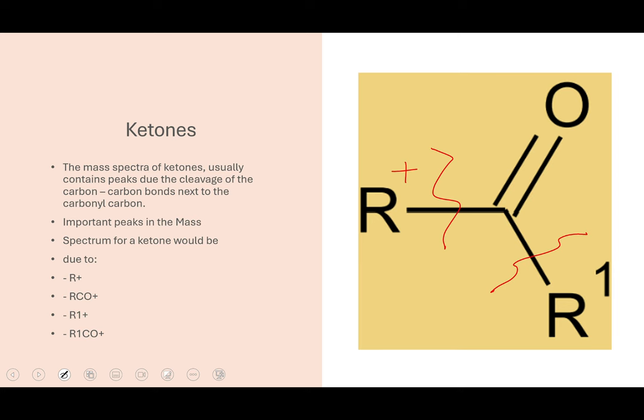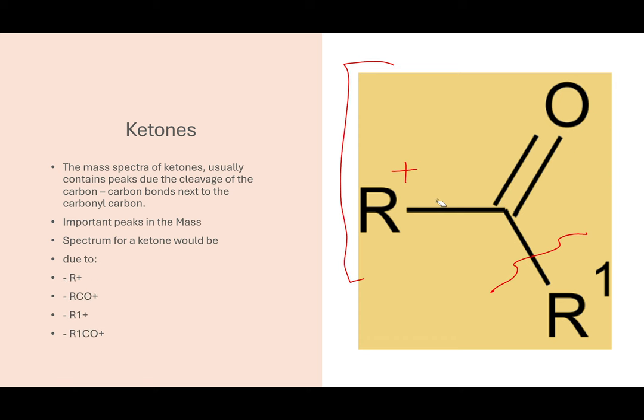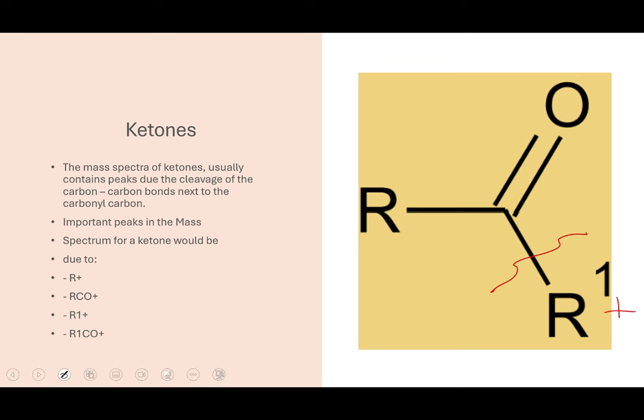Right? Or we can have the entire RCO peak, hoping that people are following, right? Or we could have R1 plus peaks, right? The one is just to show the difference between one side chain and the other, right? Or could have this peak or one R1 plus CO peaks, right?